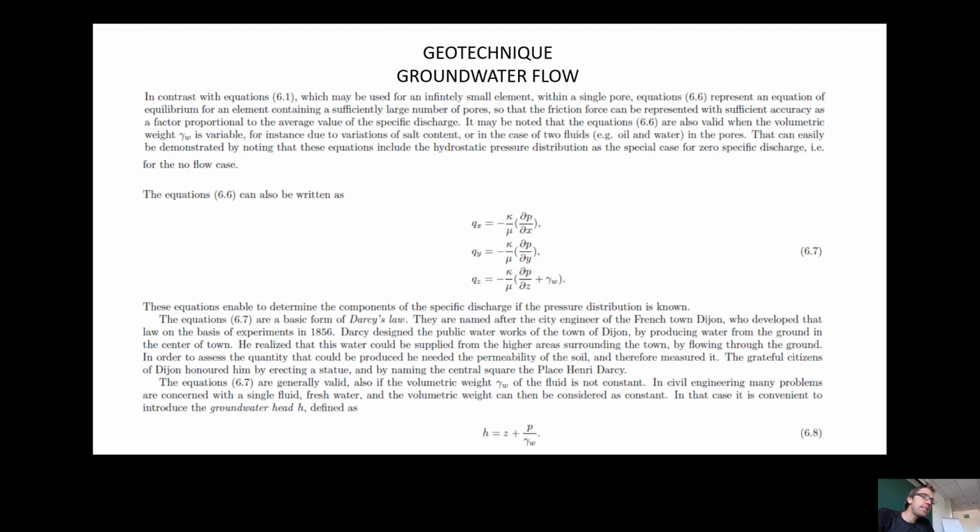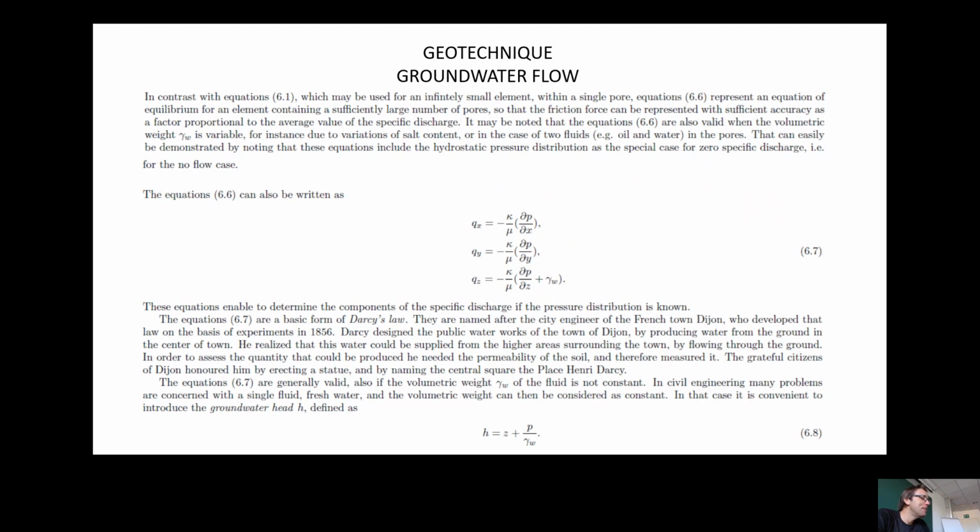They are named after the city engineer of the French town Dijon, who developed that law on the basis of an experiment in 1856. Darcy designed the public water works of the town of Dijon by producing water from the ground in the center of the town. He realized that this water could be supplied from the bigger area surrounding the town by flowing through the ground. So in order to assess the quantity that could be produced, he needed the permeability of the soil and therefore measured it.